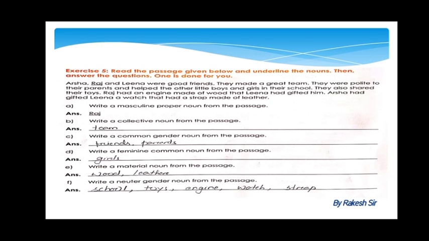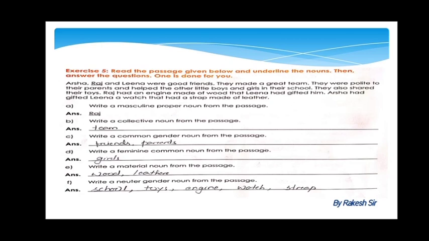Arsa, Raj and Lena were good friends. They made a great team. They were polite to their parents and helped the other little boys and girls in their school. They also shared their toys. Raj had an engine made of wood that Lena had gifted him. Arsa had gifted Lena a watch that had a strap made of leather. So this is the passage.